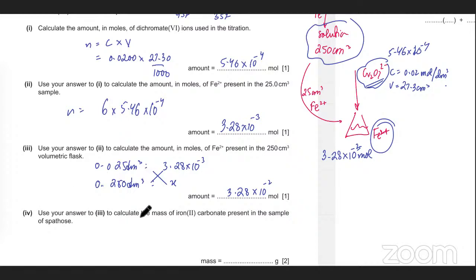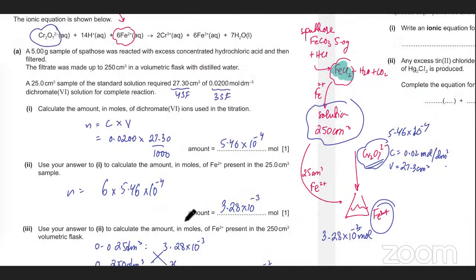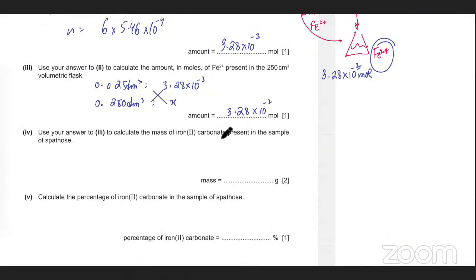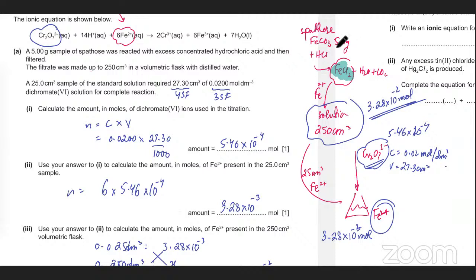And so now use your answer to calculate the mass of iron. So we found the moles in this 250 cm³ solution, which came out to be 3.28 times 10 to the power minus 2 moles. Where were all these moles coming from? They were coming from spathose because you dissolved spathose. So all the iron in the solution came from spathose. So he's now asking us to find the mass of iron(II) carbonate present. All the iron came from iron(II) carbonate when it dissolved. It's going to have the same ratio because 1 FeCO3 contains 1 Fe2+. So the moles of Fe and the moles of FeCO3 would be exactly the same.